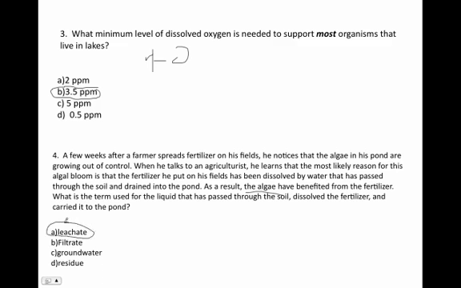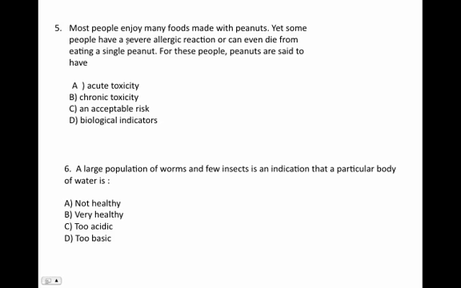That's called leachate. Most people enjoy many foods that have peanuts, yet some people have a severe allergic reaction and may even die from eating a single peanut. What do we call this? This is called acute. Acute means it happens immediately. Chronic means it might happen over a long period of time. A large population of worms and a few insects is an indication that a particular body of water is not healthy.